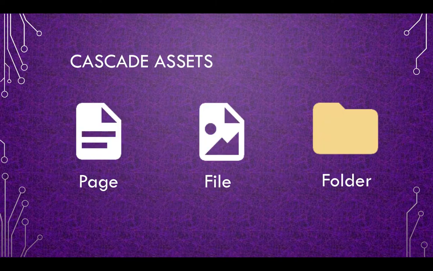When you get into Cascade, you're going to be dealing primarily with 3 kinds of what they call assets. Pages, of course, which correspond to web pages. Files, which, as I mentioned, will be image files, maybe other kinds of files that you wish to provide, like a PDF. And folders, which help organize all these assets into different containers, just like you do on Windows or Mac when you use their directories.